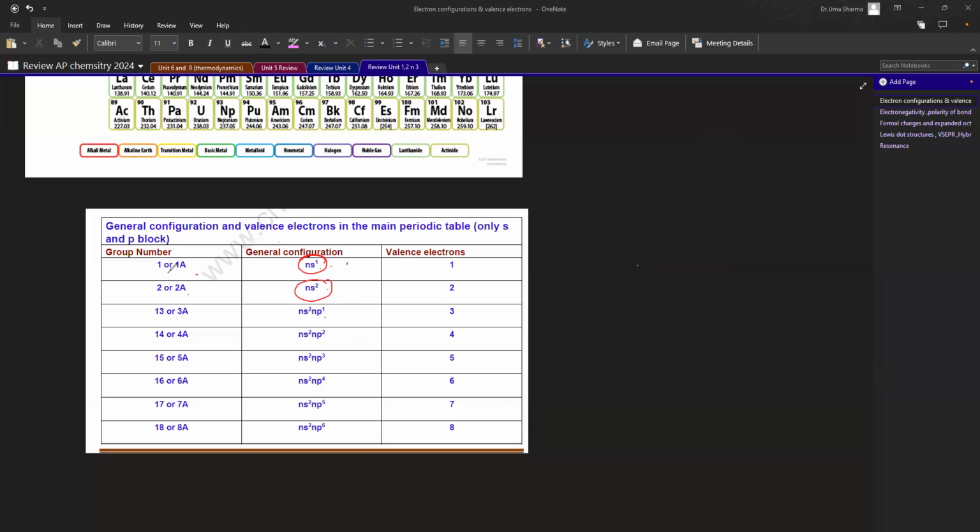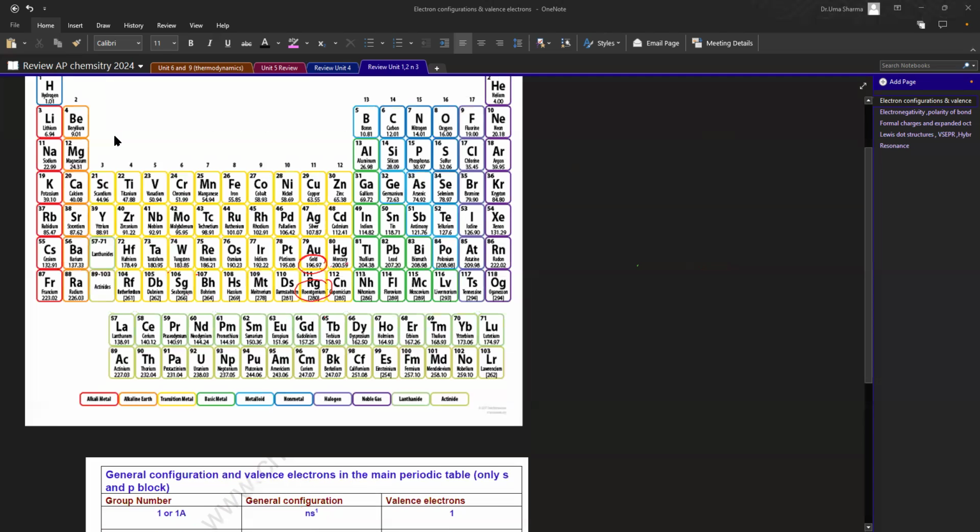First group, outermost shell is always ns1. You can say it like this: 1s1. I'm just talking about the outer shell. 2s1, 3s1, 4s1, 5s1, 6s1, 7s1. And before that, you can put the inert gases, the noble gas configuration.